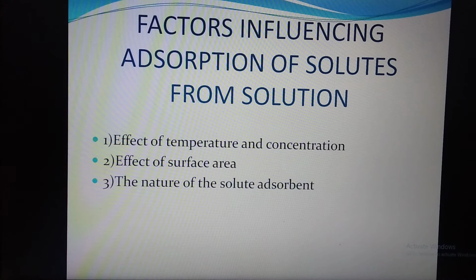Okay guys, now we will see about this. First of all, effects of temperature and concentration. The first thing we are going to see is the effect of temperature and concentration.